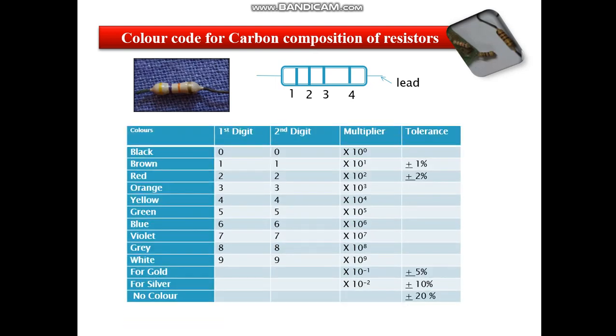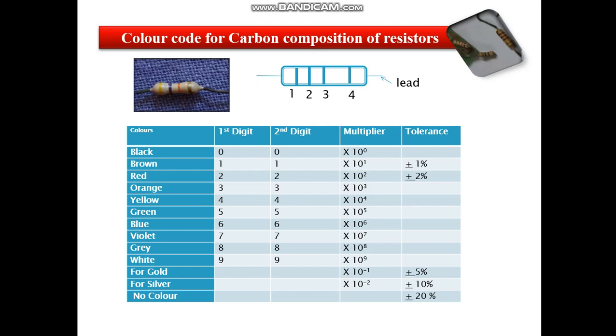Now we have a big table to be understood and remembered. If you look at the table and at the colors part of it, the first column, you have black, brown, red, orange, yellow, green, blue, violet, gray, white, for gold, for silver, and no color. Now the first digit implies from 0 to 9. The second line implies the second digit, which again goes from 0 to 9 depending upon the colors. And the multiplier, the third one, is 10 raised to 0, 1, 2, 3 up to 9, and then for gold and silver it is -1 and -2.